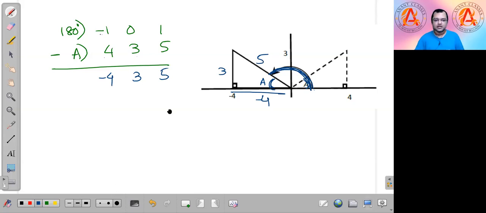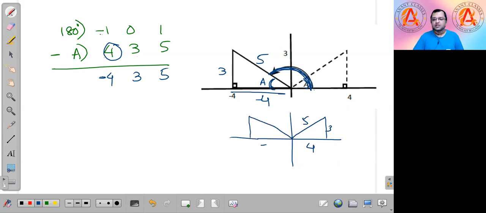-4, 3, and 5. So what happens in case of 180 degree minus A is just the first one, its sign gets reversed. Only its sign gets reversed. So for example, if this is 4, 3, 5, what gets formed here is -4, 3, 5. Exactly same on the opposite side. Okay, fine. Is this clear till here?